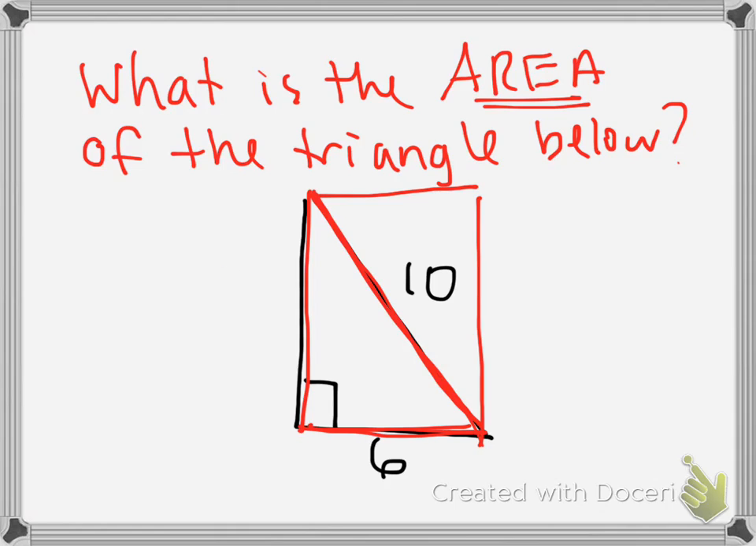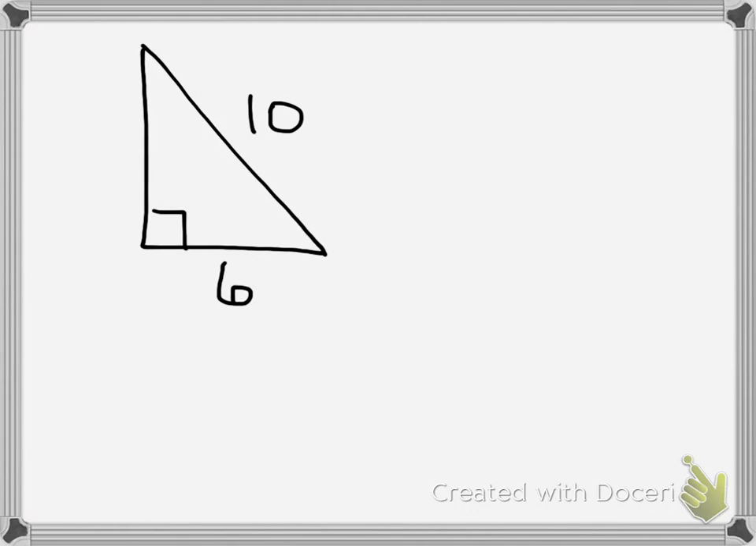Our problem is that we don't know the height of this triangle. We only know this slant height right here, which is not the height of the triangle. So we're going to use the Pythagorean theorem to figure that out.